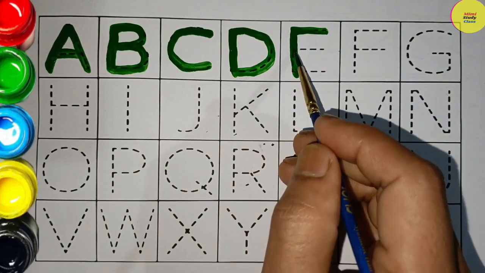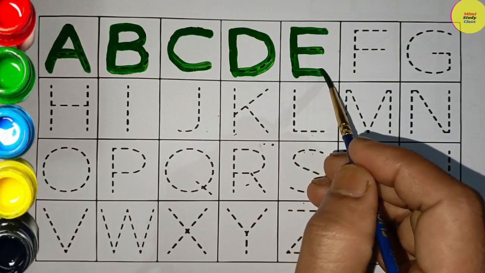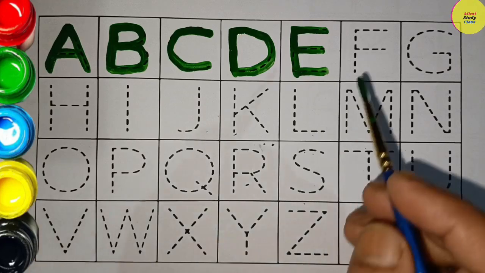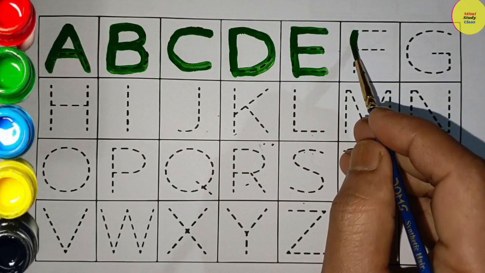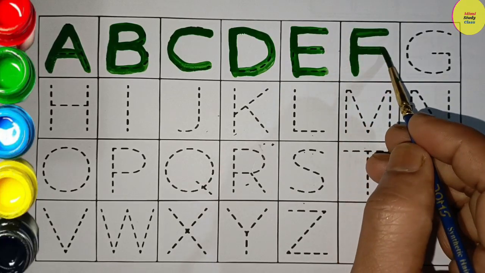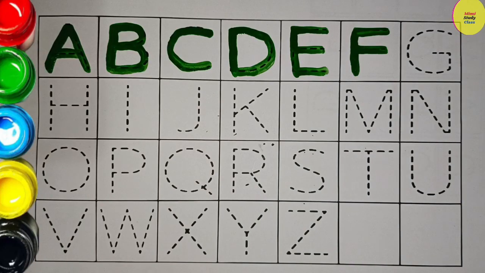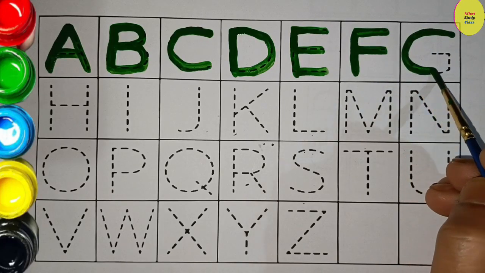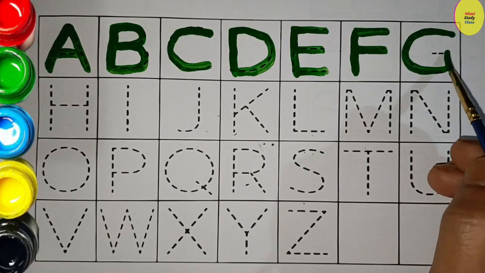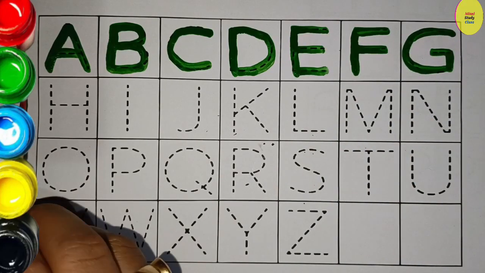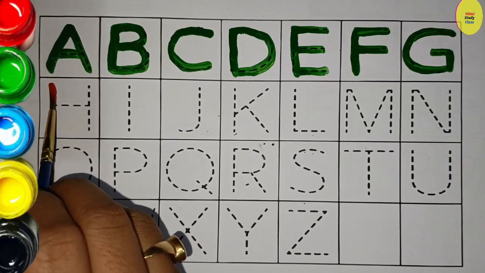E for elephant, E for elephant. F for fish, F for fish. G for grapes, G for grapes. Red color.